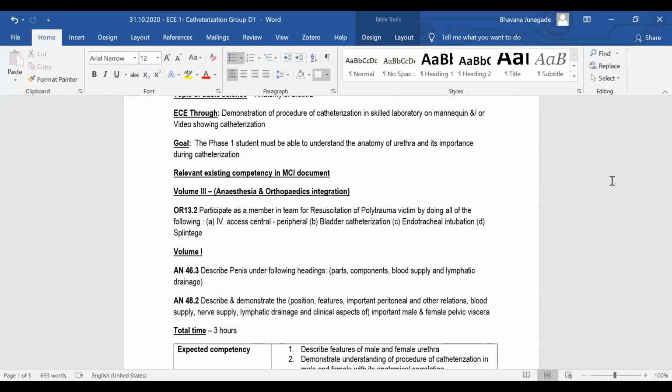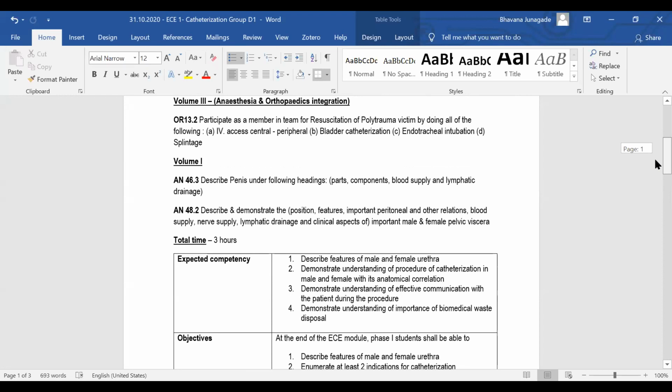In volume 1, there is not a relevant competency, but we found two which are related to our competency. So AN 46.3, which describes the penis under the following headings: parts, components, blood supply and lymphatic drainage. This will be helpful in male catheterization. And AN 48.2, describe and demonstrate the position, features, important peritoneal and other relations, blood supply, nerve supply, lymphatic drainage, and clinical aspects of important male and female pelvic viscera. So here the pelvic part of the urethra can be covered. So these are the two relevant.